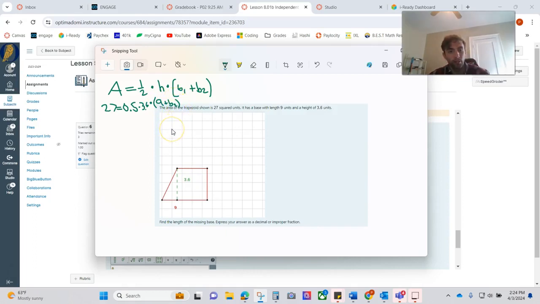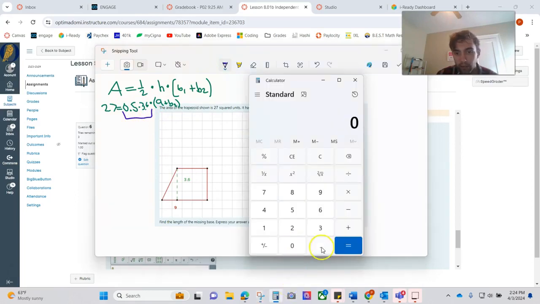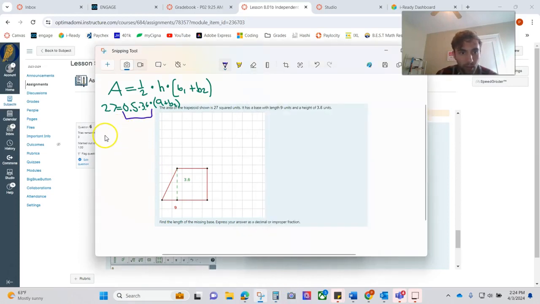So before we start using inverse operations or backwards math to solve this, let's simplify. Let's simplify this. 0.5 times 3.6. What is that? 0.5 times 3.6 is 1.8. So I have 27 equals 1.8 times 9 plus the second base.